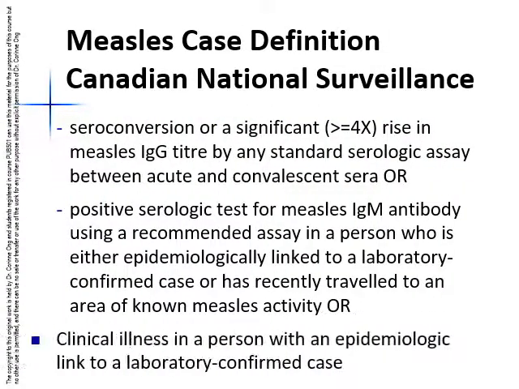Alternatively, confirmation can be made serologically by seroconversion with a 4-fold or greater increase in measles IgG titer between the acute and convalescent sera, or a positive serologic test for measles IgM antibody using a recommended assay in a person who is either epidemiologically linked to a laboratory-confirmed case or has recently traveled to an area of known measles activity. Another criterion that may be used as an alternative to laboratory testing is the presence of clinical illness in a person who is epidemiologically linked to a lab-confirmed case.